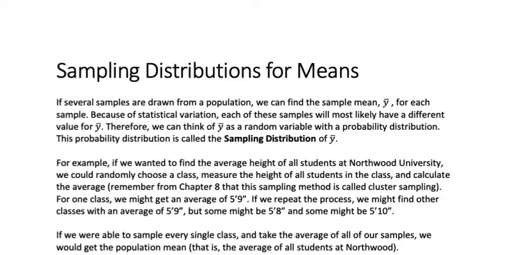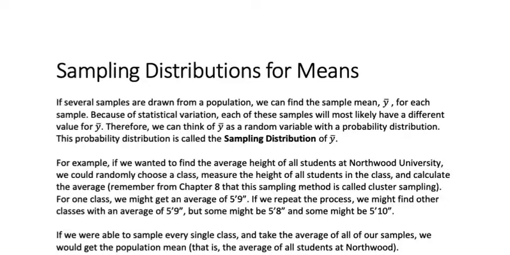So for example, if I want to find the average height of all students at Northwood University, I could randomly choose a class, measure the height of all the students in the class, and calculate the average. If you remember from Chapter 8, this is a cluster sample because I'm randomly choosing a group and surveying everyone in that group. So for one class, I might get an average height of 5'9". If I repeat the process, I'm probably going to get slightly different values. One class might have an average of 5'8", one class might have an average of 5'10". But a lot of them probably will be right around that same average of about 5'9".